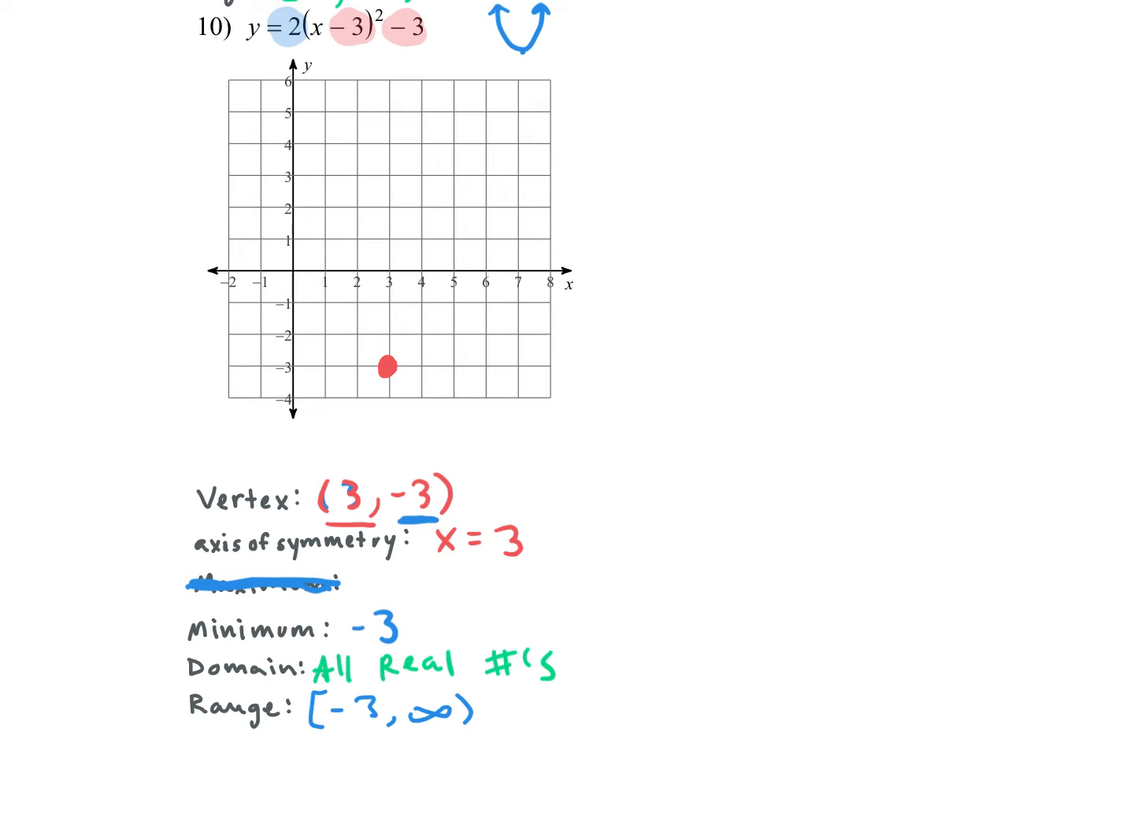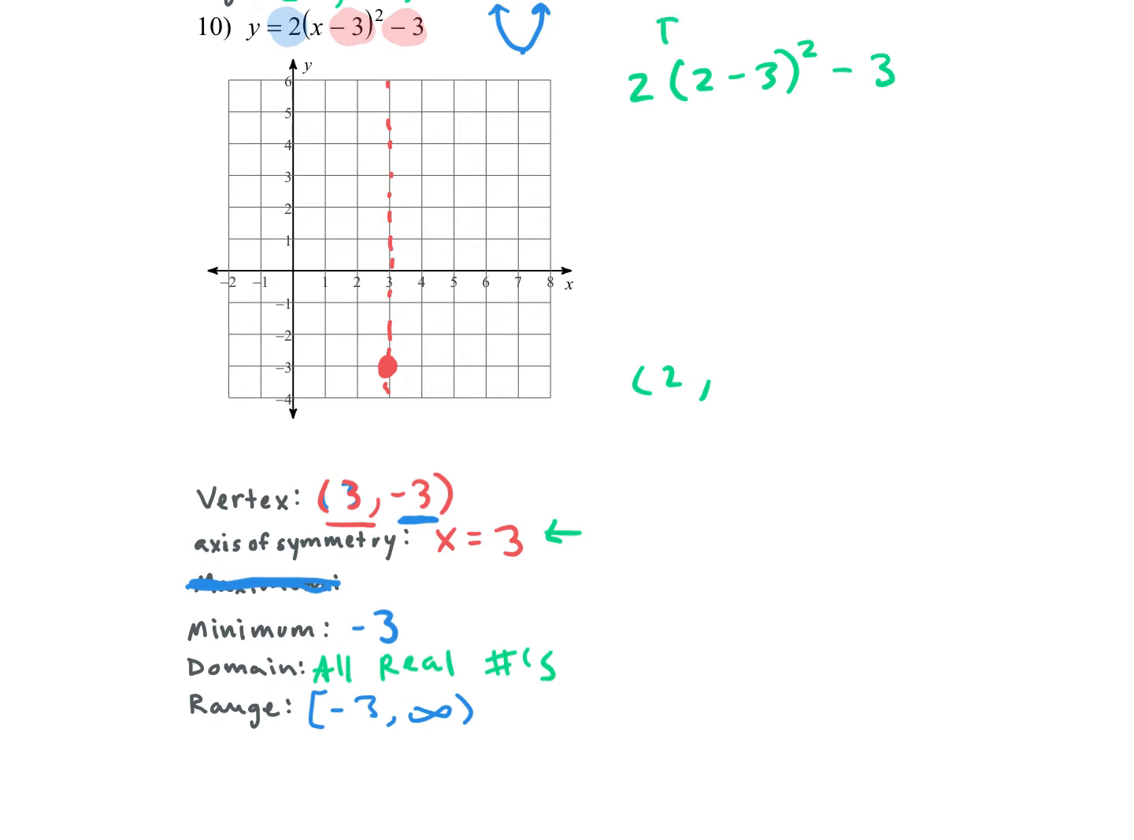How do I find another point on my graph? Plug in a number close to our axis of symmetry. What's a number close to 3? 2. I can plug in 4. That would work too. But let's do 2. So I'm plugging in 2. So I have 2 times 2 minus 3 squared minus 3.